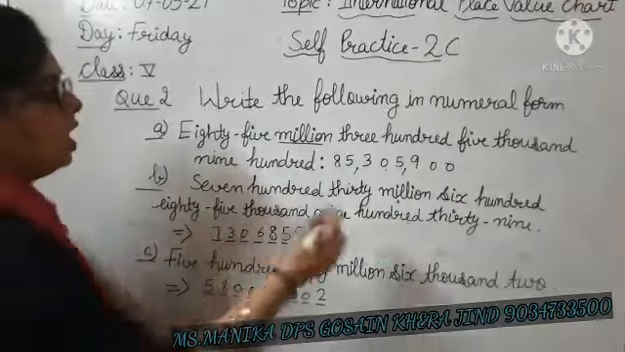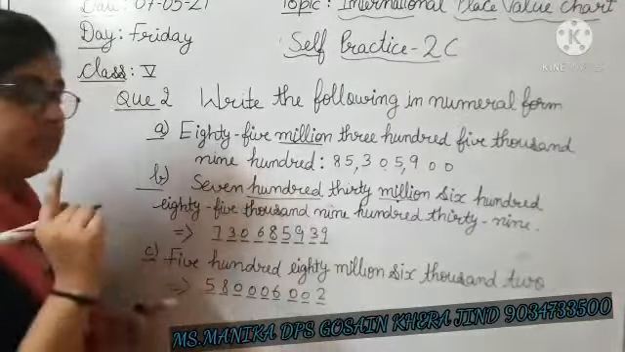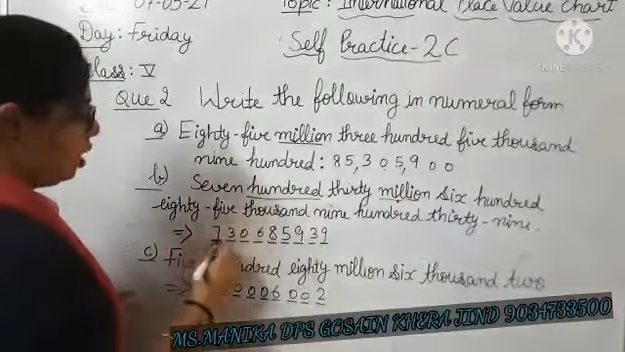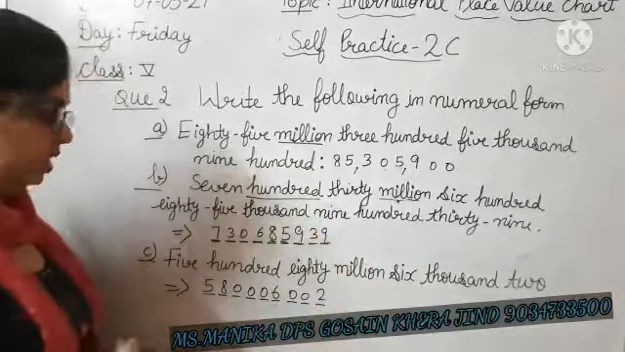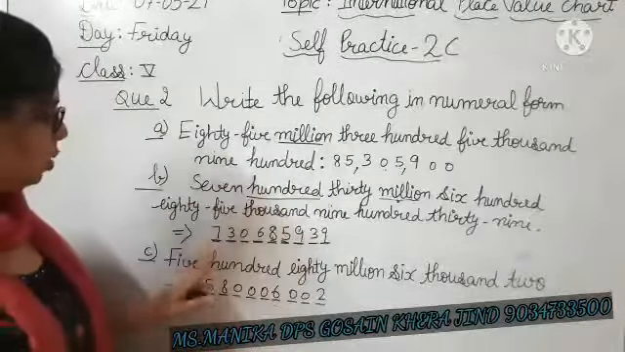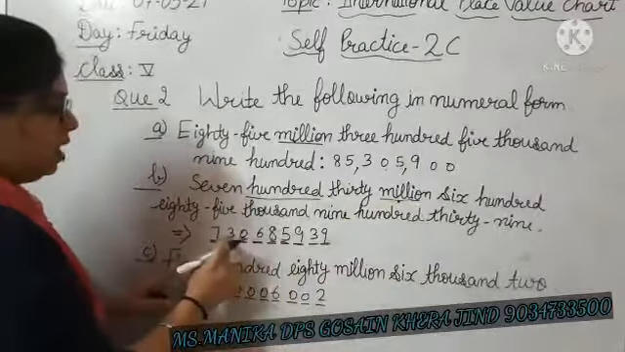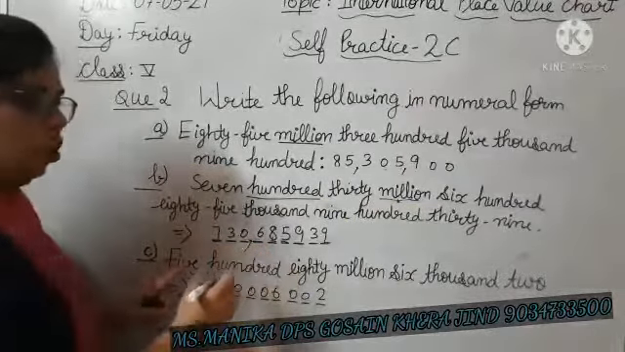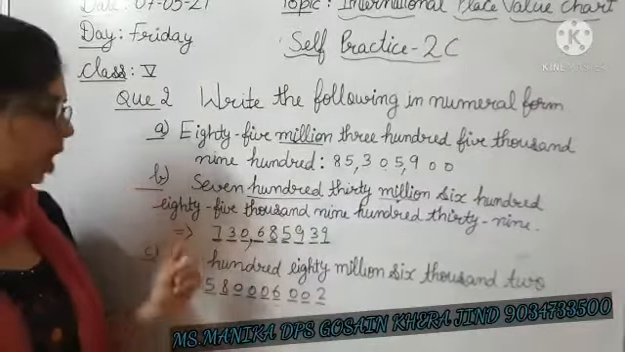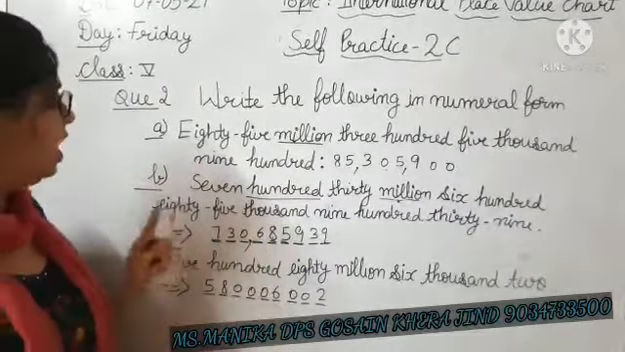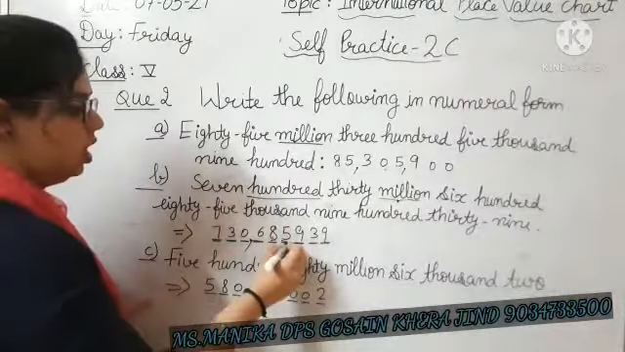730,685,939. Again, here the highest period is of million and here the period is of 700. So, 3 of million, 3 of 1000, 3 of 1s. Then, 700. So, at 100 place, 730,000,000. At million period there will be 30. After that insert a comma. Then 600. In 1000 period at 100 place there is 6. So 600. 85,000. Then insert here a comma.